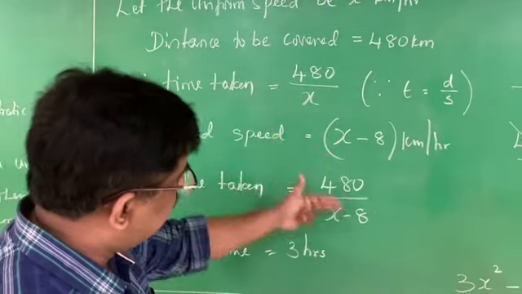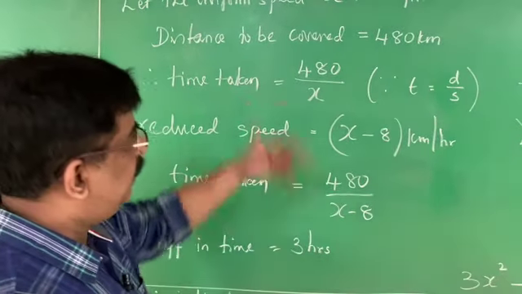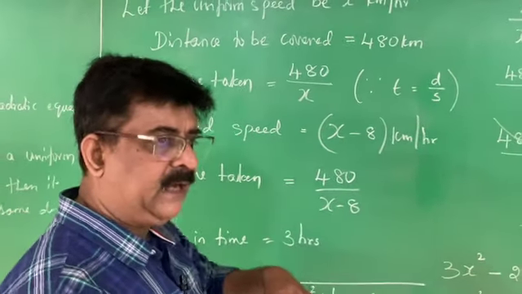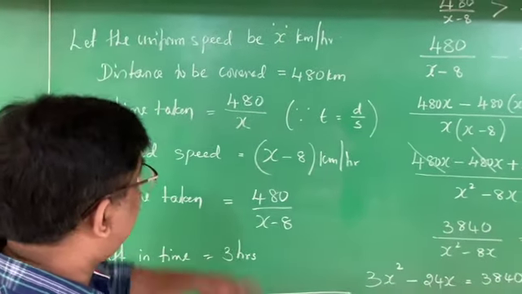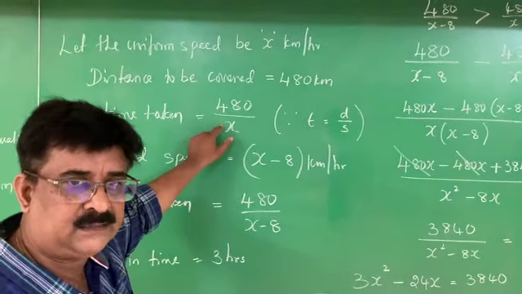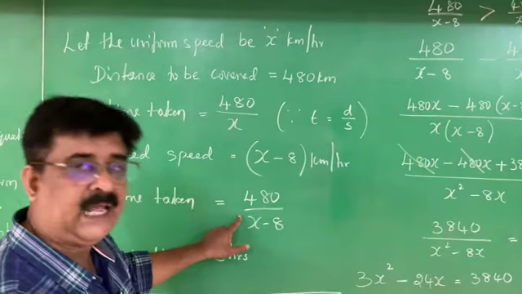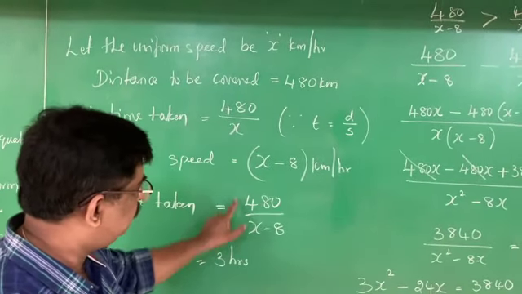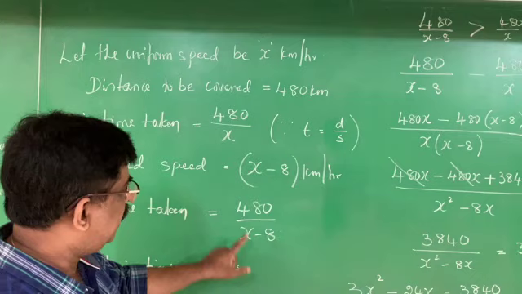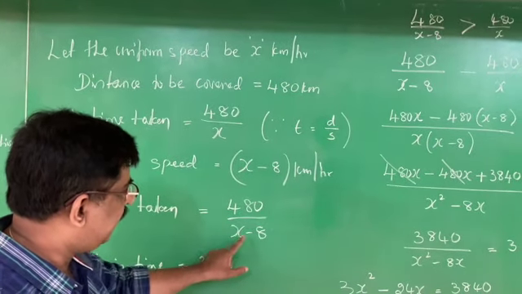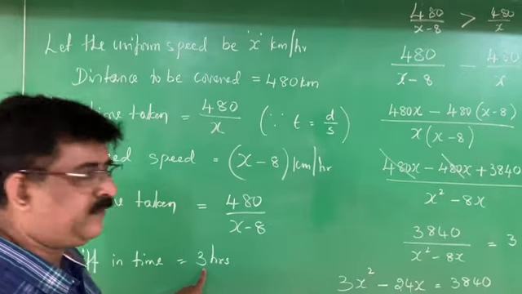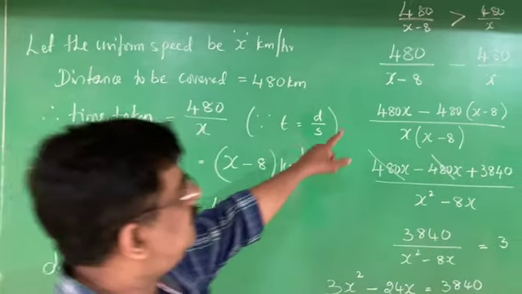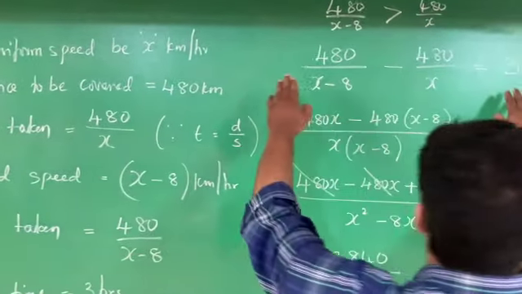The difference in time is 3 hours. Difference means you have to always subtract the smaller number from the bigger number. You have to understand which is smaller and which is bigger. That is common sense. When the speed is less, time is more. Therefore, this time is more, this time is less. Therefore, 480 divided by x minus 8 minus 480 by x is equal to the difference of time, 3 hours. That is the first equation.